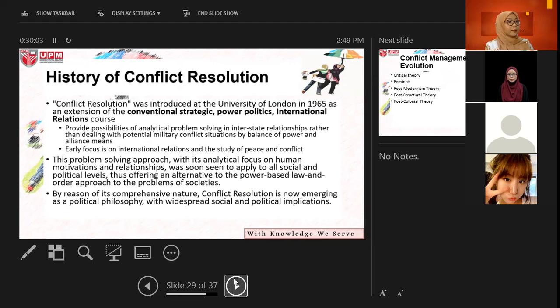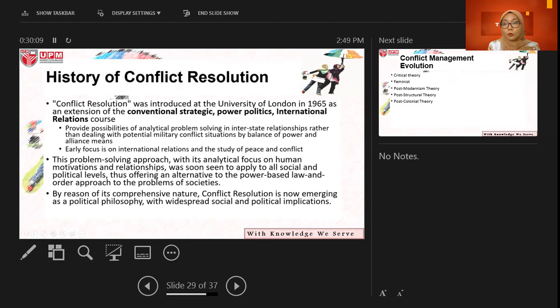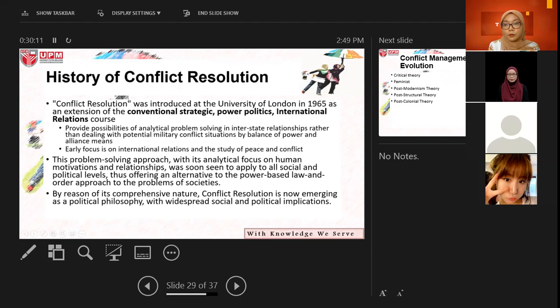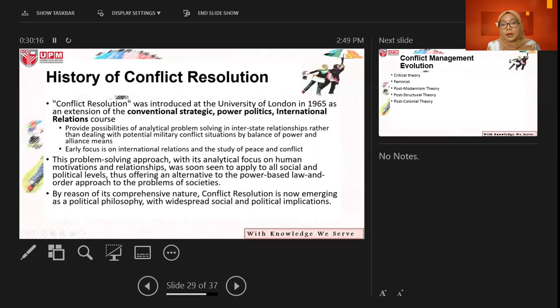Okay, and then this is a little bit the history of conflict resolution, sikit je ni. Tak perlu hafal pun, insyaAllah tak ada dalam exam pun this one. Okay, so the conflict resolution has been introduced at the University of London in 1965 as an extension of the conventional strategic power politics international relations course.